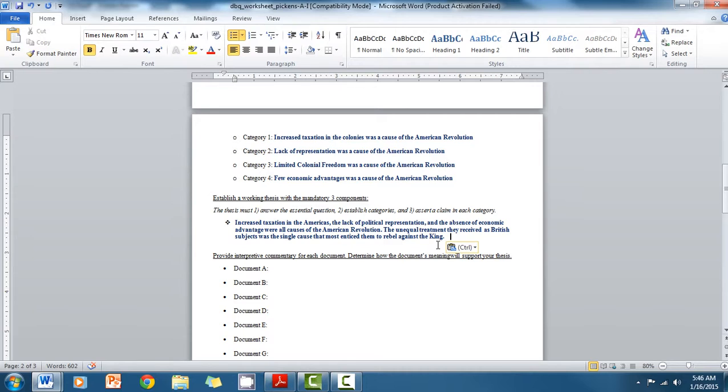And so the unequal treatment they received as British subjects was the single cause that most enticed them to rebel against the king. And so notice here that that is a very broad overview statement. The unequal treatment they received as British subjects, that's kind of just a recurring theme. It's not one specific event that happened on one day, but we've crafted it so that it is a singular event.